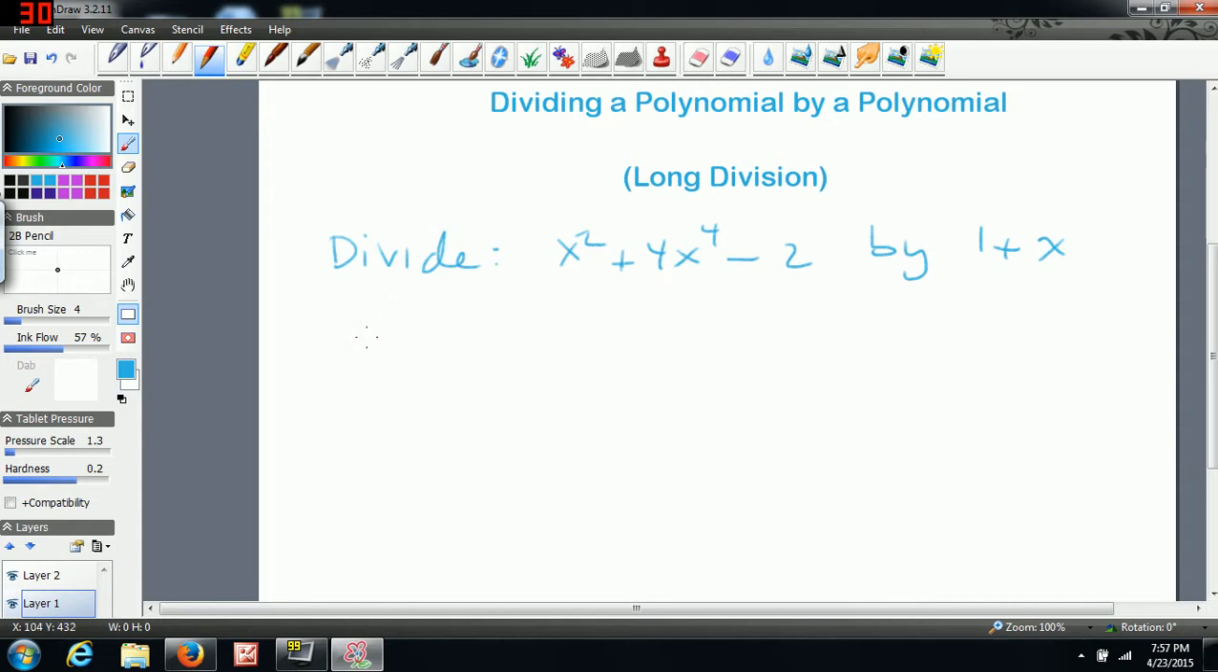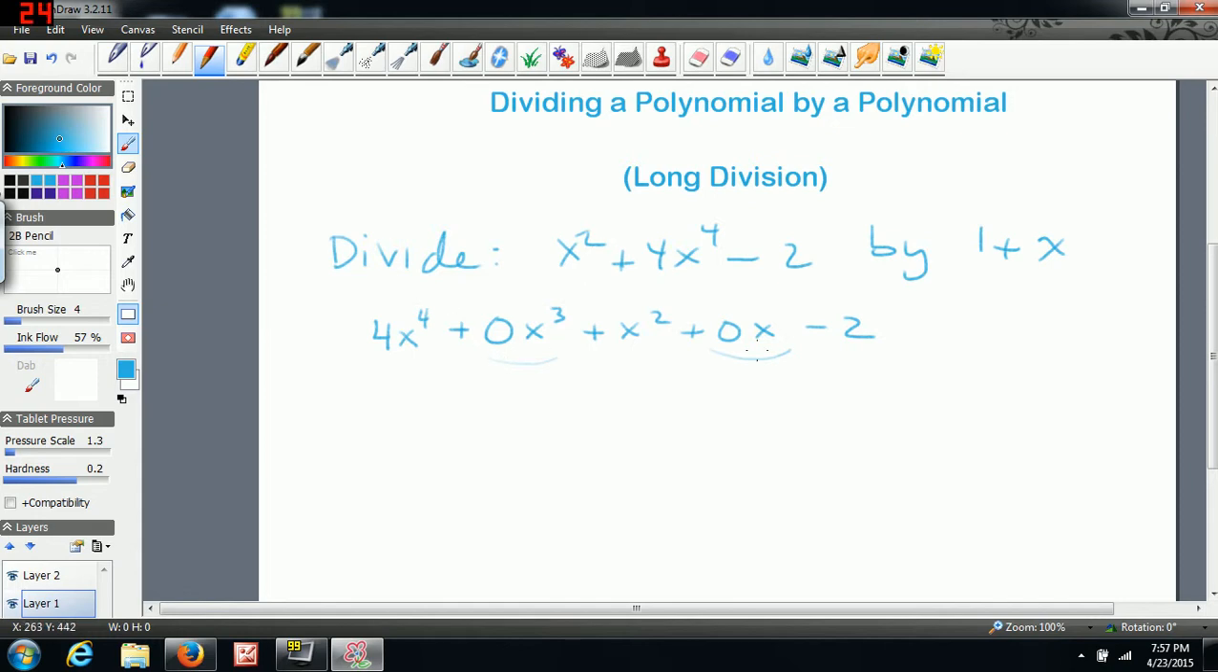So we're going to rewrite it. So it's going to become 4x to the 4 plus 0x cubed plus x squared plus 0x minus 2. So I put these two in over here as placeholders. And you only have to do that when you're dividing polynomials by polynomials.